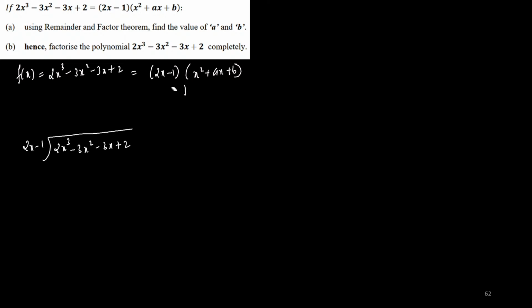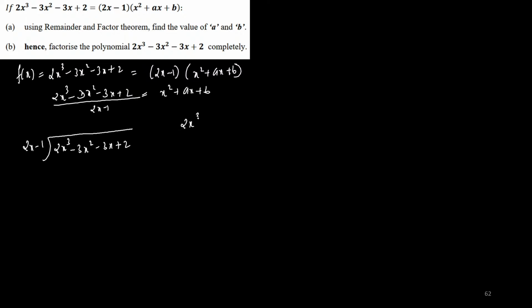When I take this expression to the other side, what I'm getting is 2x cube minus 3x square minus 3x plus 2, whole divided by 2x minus 1, is equal to x square plus ax plus b. Clear? So now I will divide. You know how to divide it.